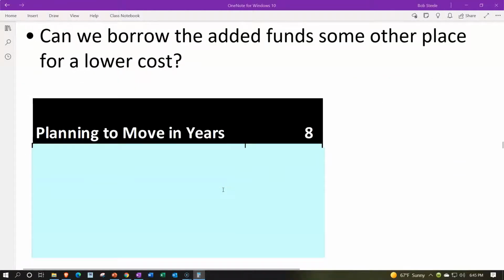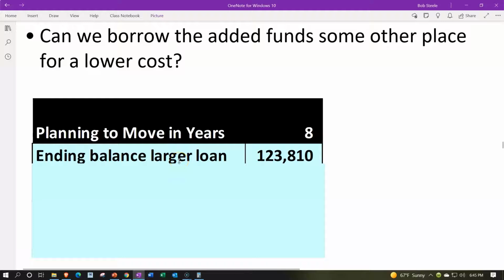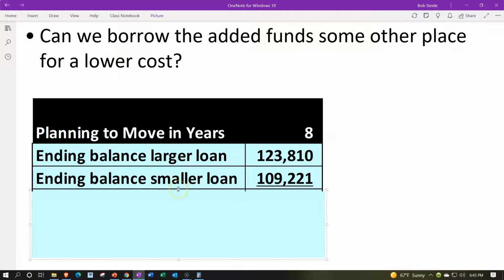We can also look at this and ask, will that differ if we were planning on moving or terminating the loan, selling the property, for example, in some period other than the full 30 years, let's say 8 years here. So we're planning on selling the property in 8 years. That'll change things up a bit. What we need to know for that calculation will be the ending balance for the larger loan and the ending balance for the smaller loan.